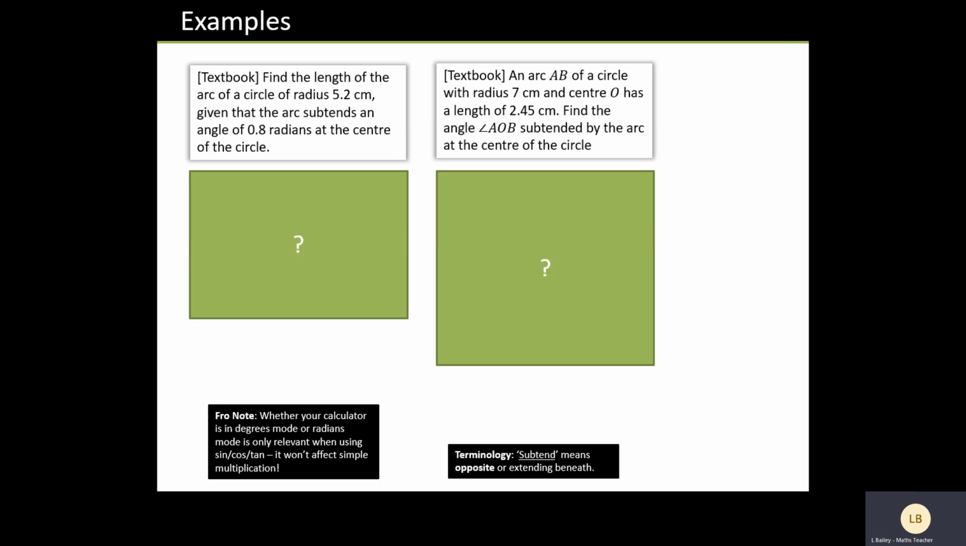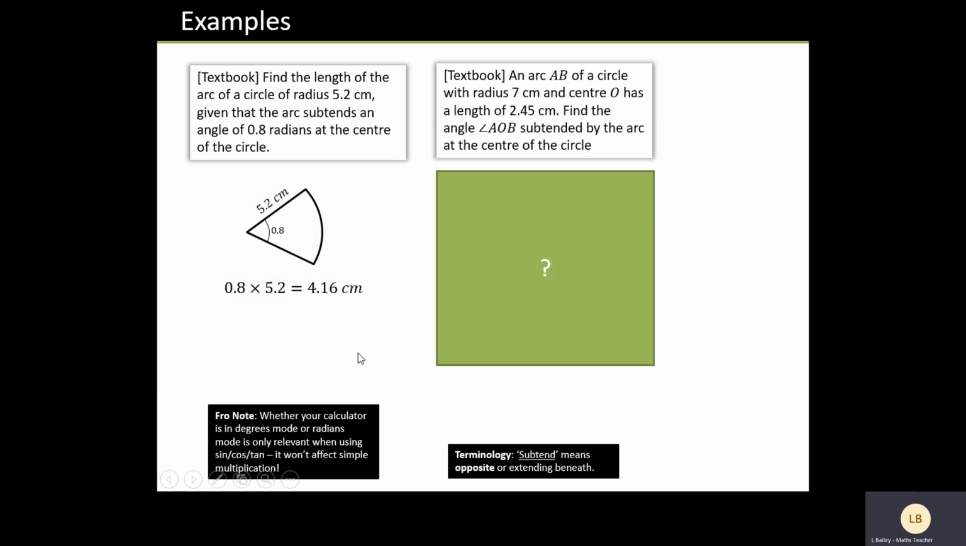Okay, a couple of points below that are worth noting. You only need to have your calculator in radians if you're doing a function of a circle. So if you're doing sine, cos, or tan, and you put the angle in radians, then your calculator would need to be in radians. If you were just working out arc length, because you're just doing your radius times your angle, then you don't need to have your calculator in radians. And subtended means opposite or extending beneath.